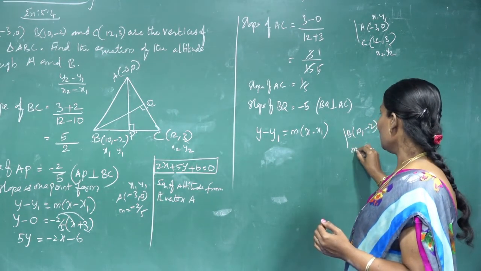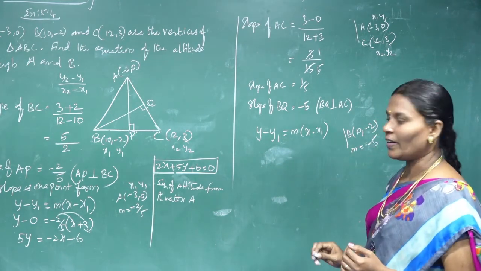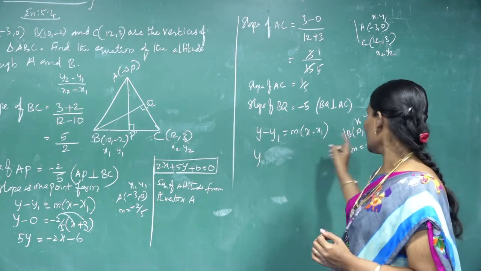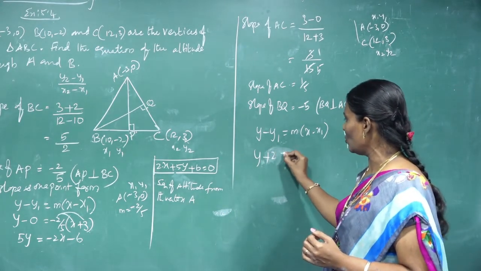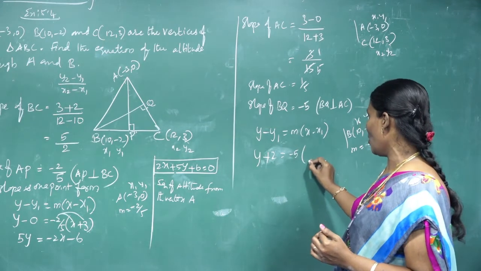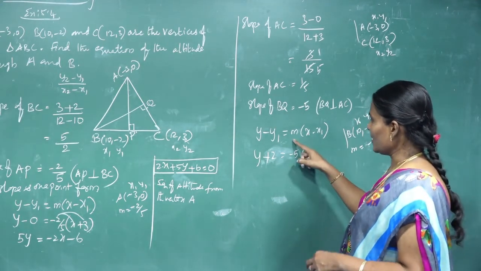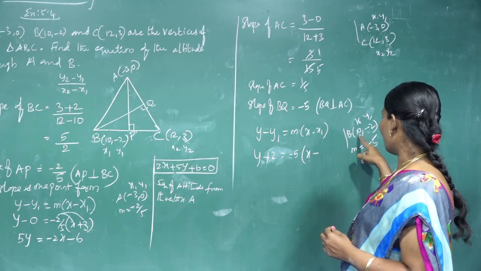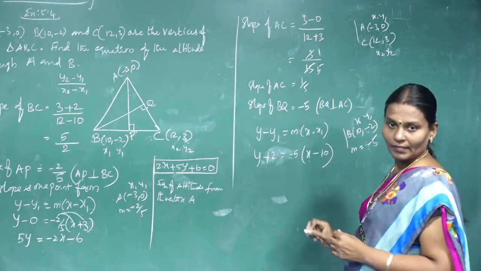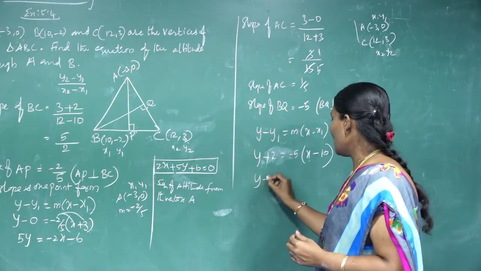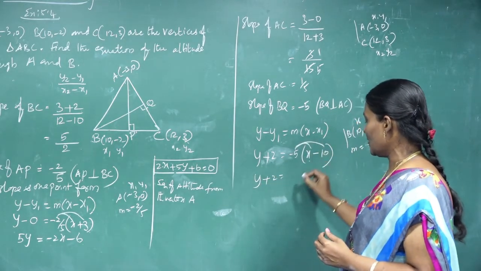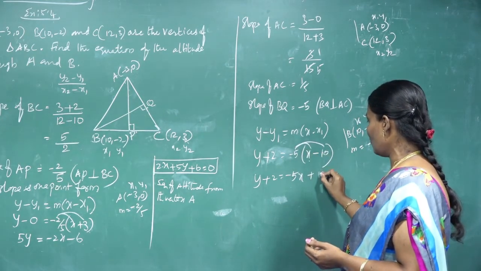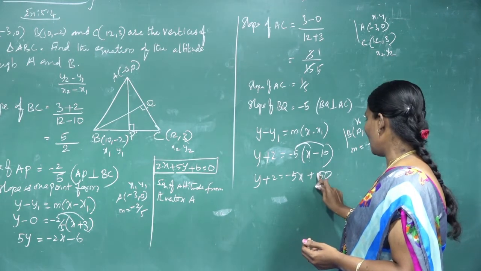Then m is equal to minus 5 here. Now here this is x1, y1. So y1 is minus 2, minus of minus, plus 2. This is equal to minus 5 times (x minus x1), what is x1 here? x1 is 10. So x minus 10. Now y plus 2 is equal to, multiplying inside, minus 5x, minus into minus plus 50. That is 50.